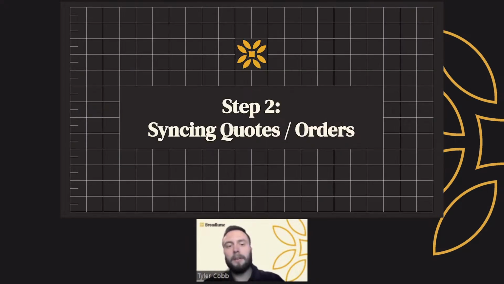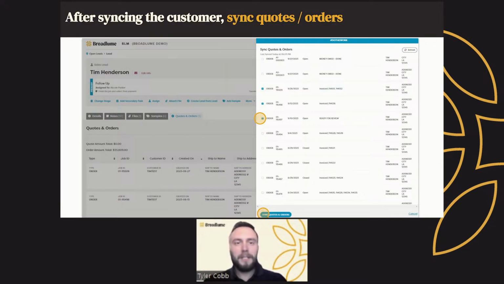Step two. So here we'll be syncing quotes and orders. After syncing the customer, you'll then be able to sync quotes and orders. So you'll pull back a full list of all the available ones that match that particular customer ID, and you'll be able to choose each of those that are appropriate for this particular lead. It may be one, maybe two, sometimes more, but usually each of these will relate to a single lead or opportunity.